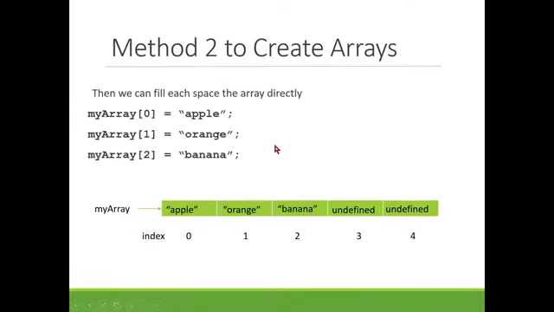Now if we want to assign values, we can use the name, the square brackets and an index and give it a value. So we assign apple to my array 0, orange to my array 1, banana to my array 2. At this point, indexes 3 and 4 are still undefined.